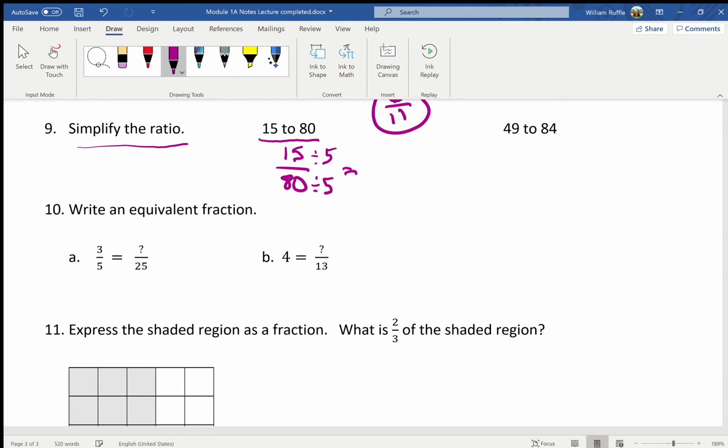So get your multiplication chart. 15 divided by 5 is 3. 80 divided by 5 is 16. And there's my answer.